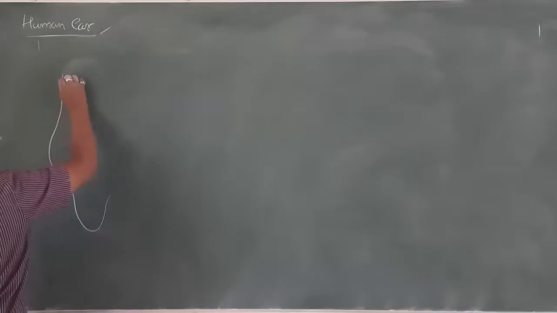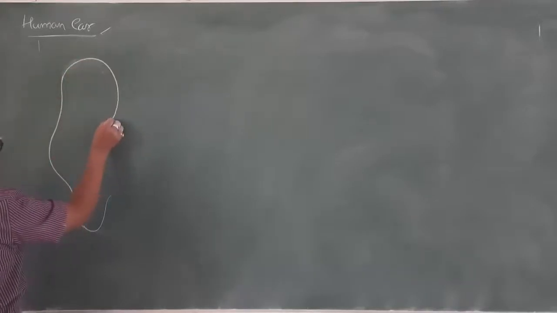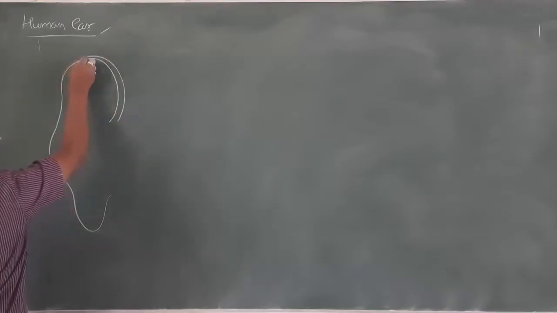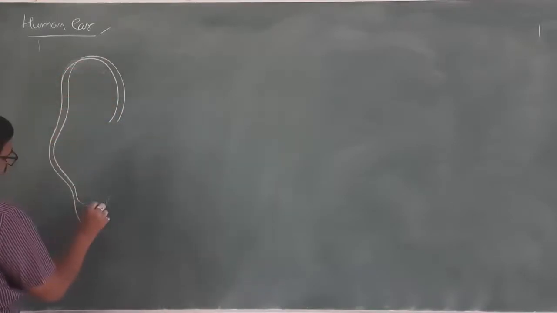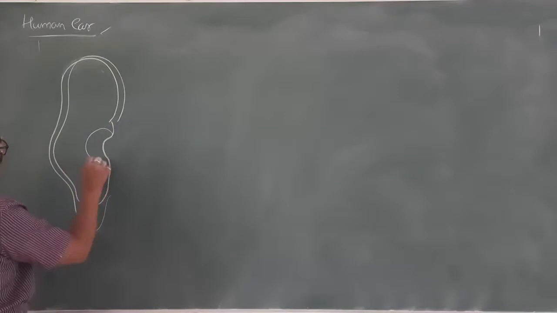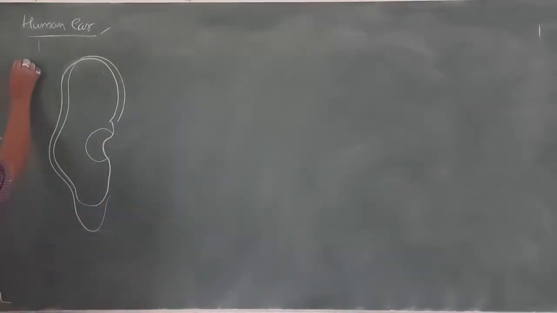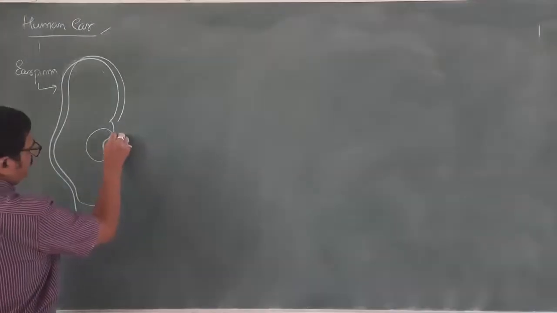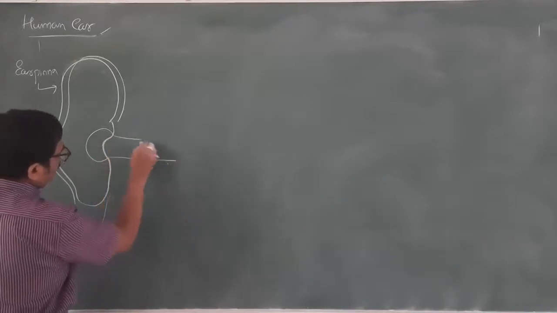This is what we call the external ear. Here we find a cartilaginous structure, mainly called the ear pinna. It is a funnel-like structure that helps in perceiving sound. Then here is the ear lobe, the fleshy structure. Now here is the ear opening, and then it moves inward.